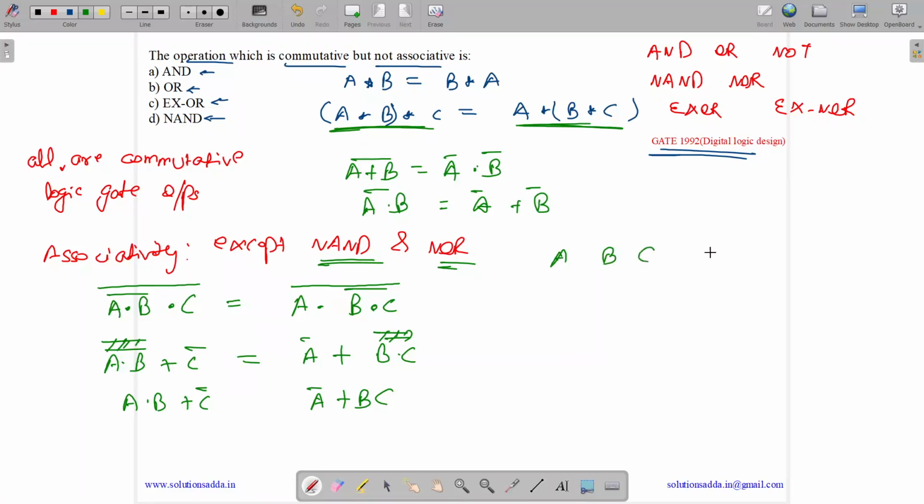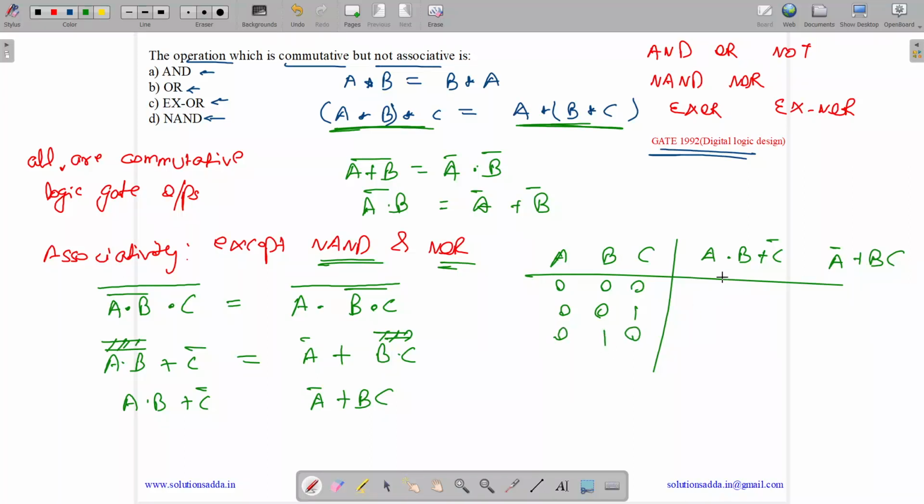Let us draw the truth table for both. So we have A, B and C, then A dot B plus C complement and A complement plus BC. So if we have 0, 0, 0, what's the value of A into B? It's 0, and 0 plus 0 complement is 1, so it comes out to be 1. A complement is 1, so this one will come out to be 1. Then for 0, 0, 1, we have A into B 0 plus C complement is 0, and A complement is 1. So here you can see that both are giving different values. Thus, NAND is not associative.